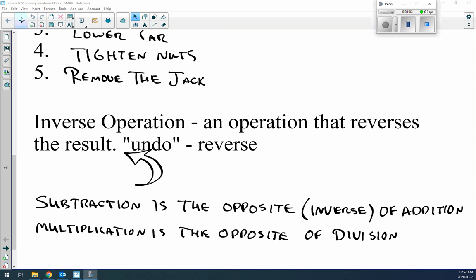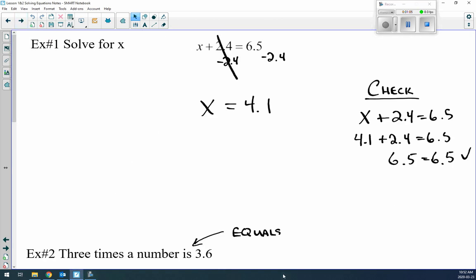Okay, so flip the page and look at the first example here. So what we've got is we want to solve for x. And you want to get x by itself. That's the key. Always try to get x by itself. So we have x plus 2.4 equals 6.5. Well, what's the opposite of adding 2.4? Subtracting 2.4. And if you subtract 2.4 from one side, you subtract 2.4 from the other. So then we do that and we end up with x equals 4.1.